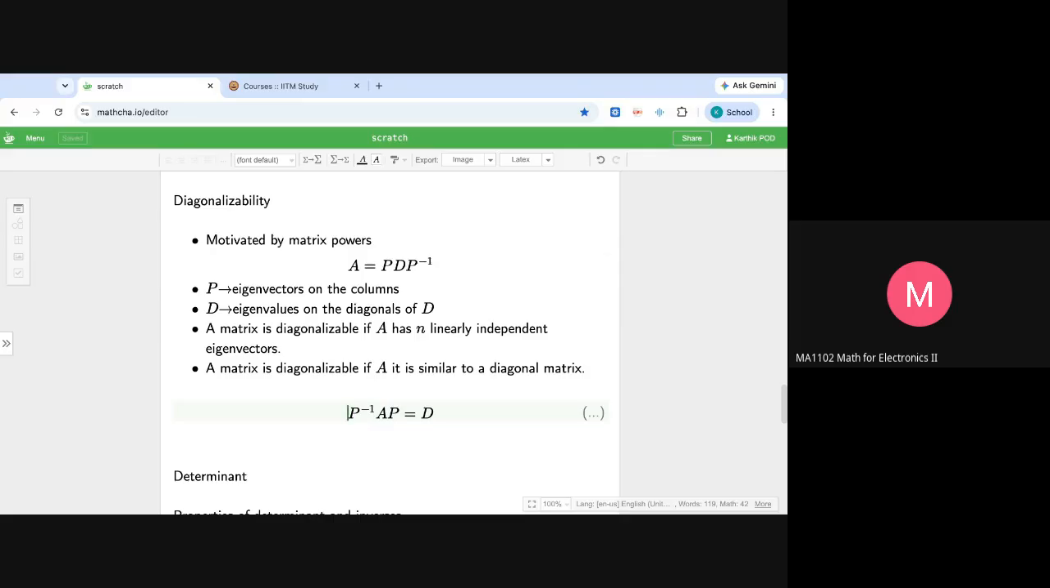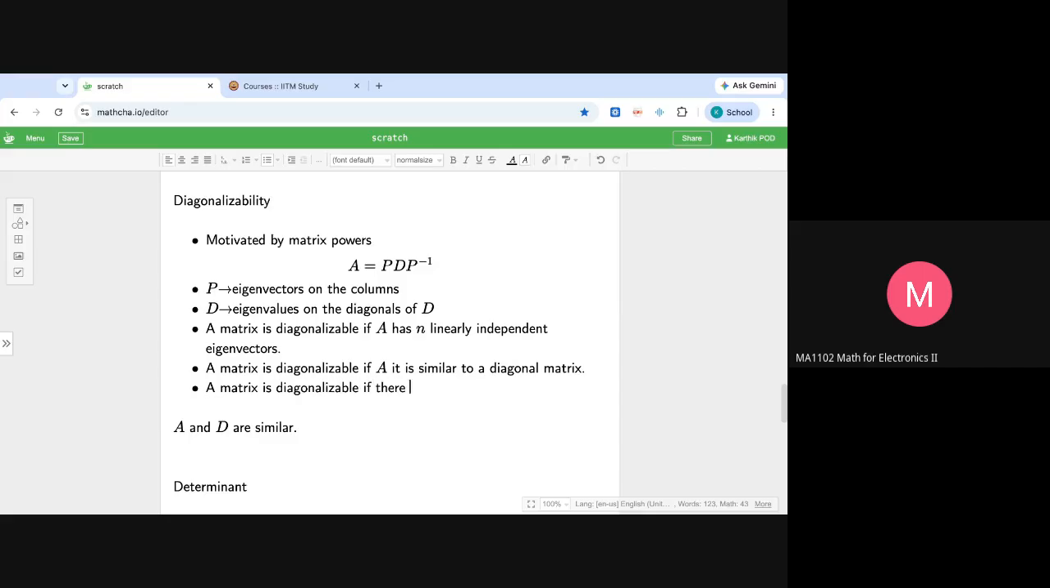So here A and D are similar, which is why the change of basis was all discussed, right? So we can in fact define diagonalizability in a third way. A matrix is diagonalizable if there is a basis in which it can be represented as a diagonal matrix. That basis will consist of eigenvectors.